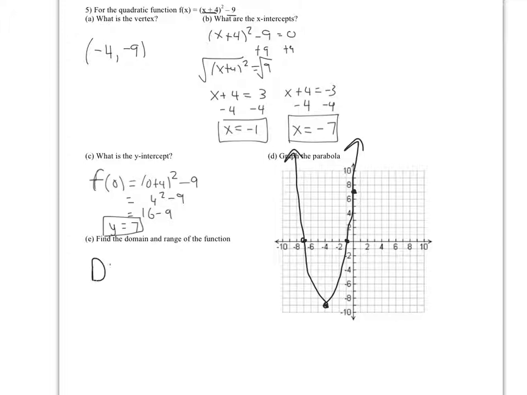Well, the domain for all parabolas or all quadratics is negative infinity to infinity. The range, though, I do have a lowest point. This graph goes all the way down to negative 9, and it actually touches negative 9, but then it's not limited on the high end, so it goes all the way to infinity.